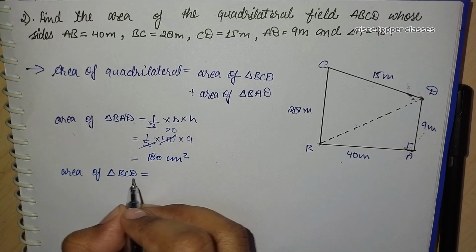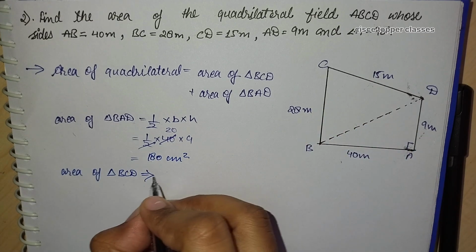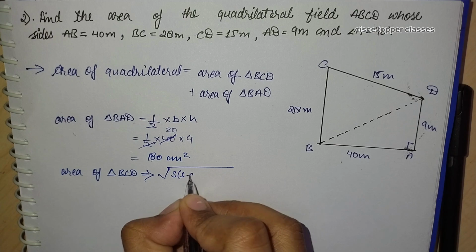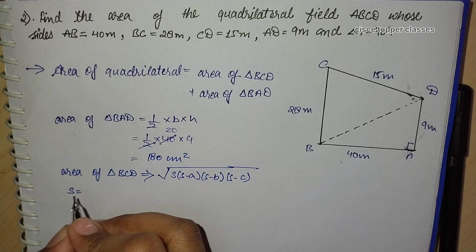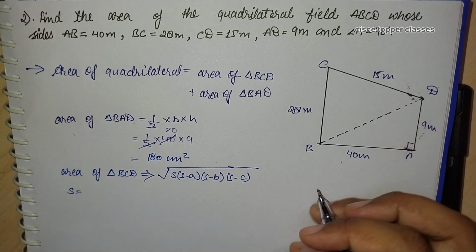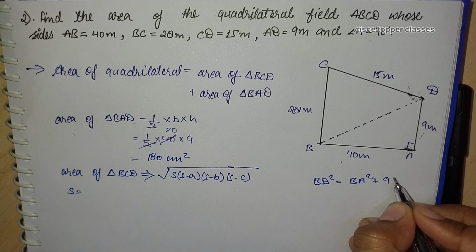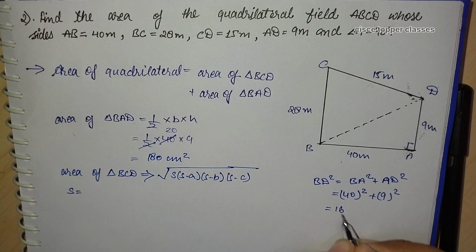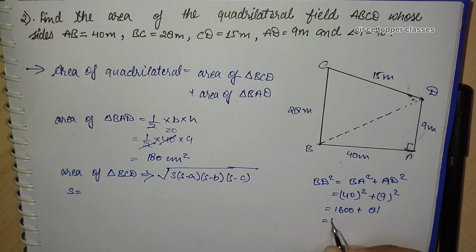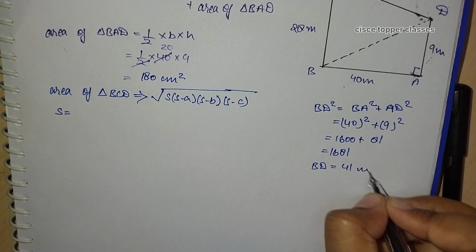BCD, we can write the area of triangle BCD as equal to, by Heron's formula, the square root of S times S minus first side, S minus second side and S minus third side. Firstly we'll find the semi-perimeter. So here by Pythagoras theorem, BD square is equal to BA square plus AD square. So we'll put the value: 40 whole square plus 9 whole square means 1600 plus 81 equal to 1681, means BD is equal to 41 meter.